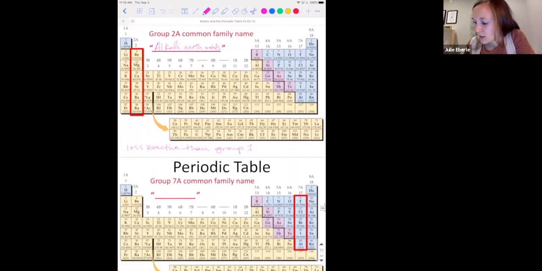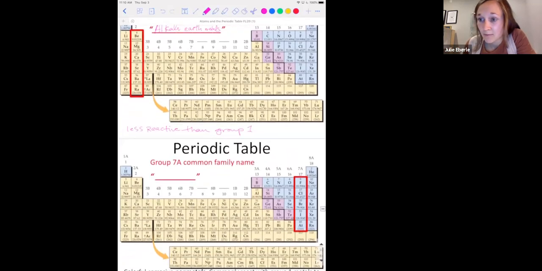We're actually going to move on now. Group 7. This was the other group I said had a common family name. You need to know this one. These are called the halogens. So we've been talking about metals. Now we're talking about nonmetals. If you notice, all of these halogens exist as gases except for bromine. Bromine is a liquid at room temperature. So fluorine, chlorine, iodine, these are our halogens.